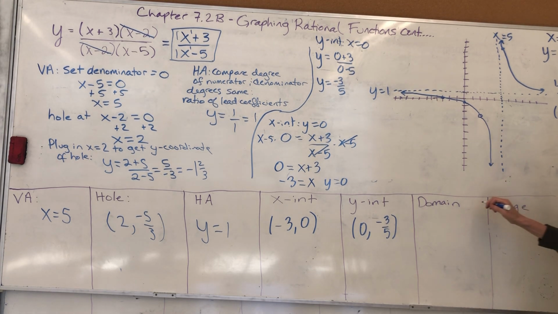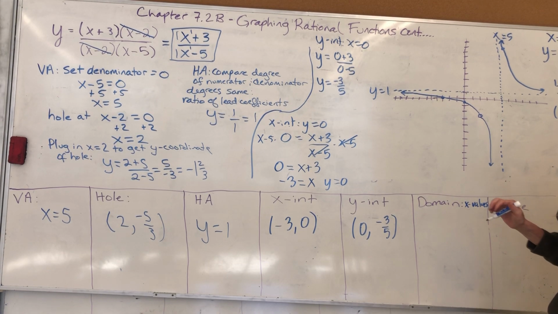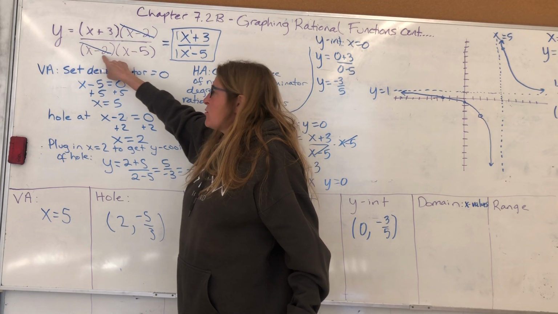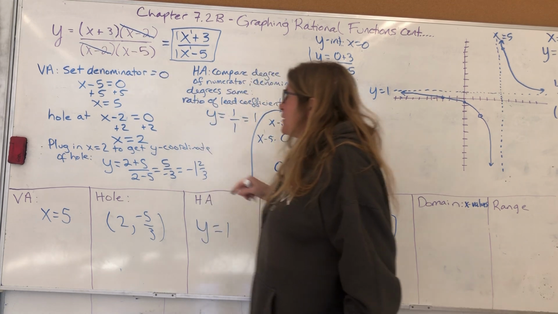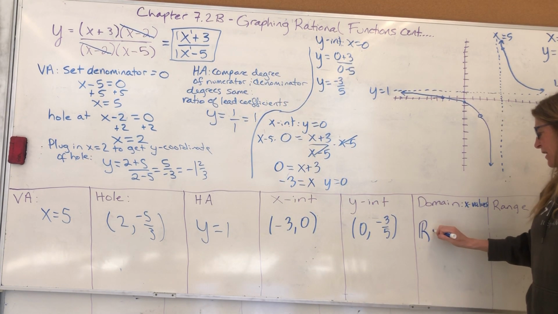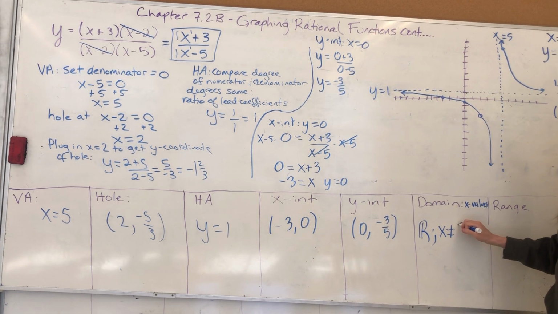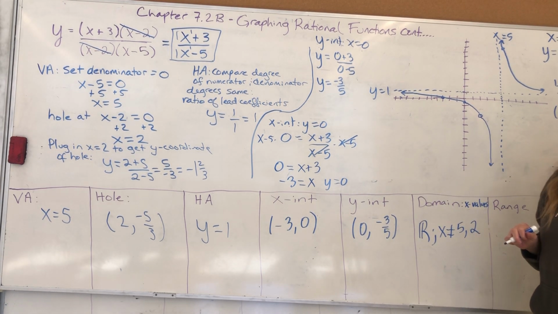Okay, so domain, if you guys remember, domain are all the x values that are allowed into our function. So it looks like every x value is going to be okay, except for the ones that were either vertical asymptotes or holes, right? Because we can't have the denominator equal to 0. So I have to say, okay, all real numbers, but x cannot equal the x value of our vertical asymptote or the x value of the hole.